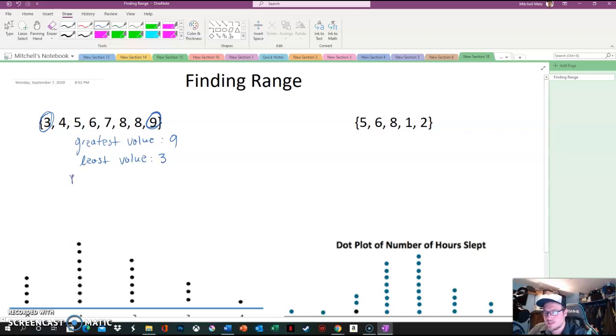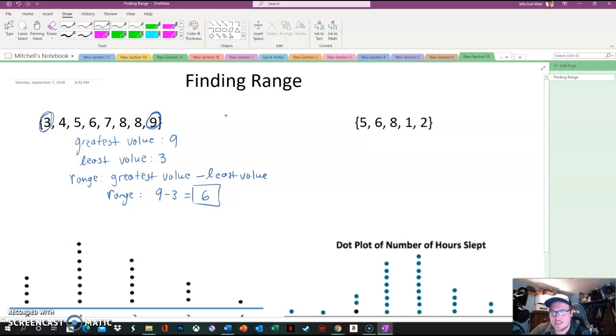To find my range, I'm going to take the largest value and subtract the lowest value. Range is the greatest value with the least value taken away from it, or subtracted from it. So now I'm just going to rewrite it and say that my range is just 9 minus 3. And that's 6. So my range of this data is 6.